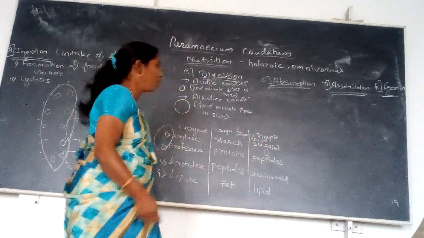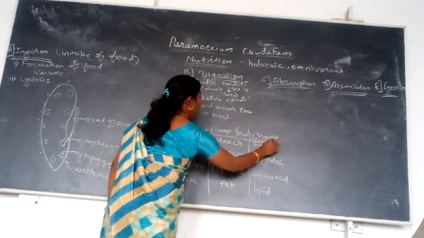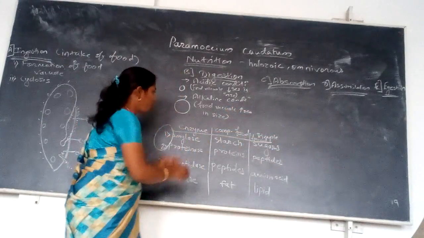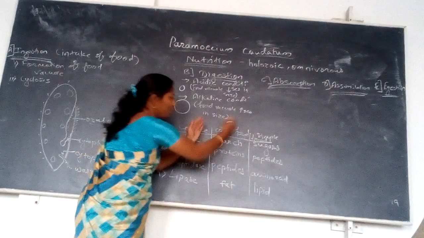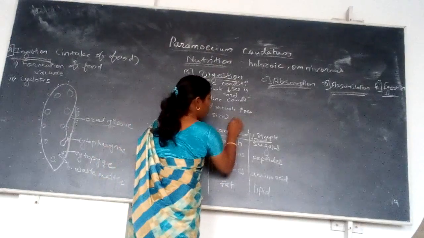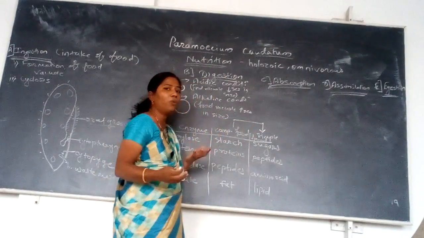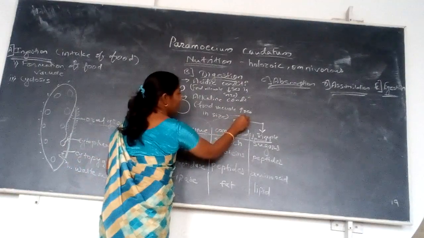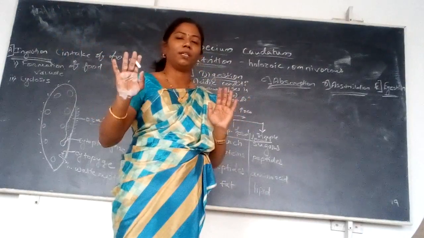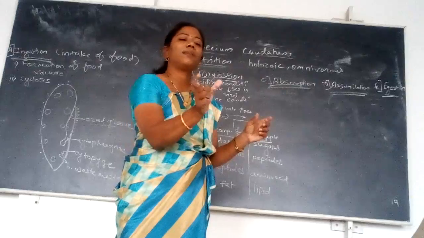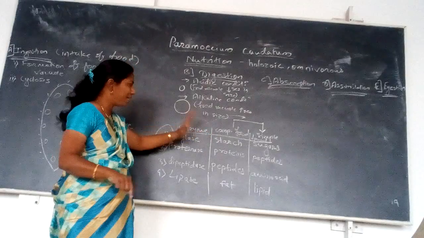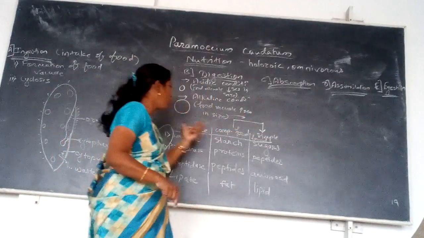Now in this chart, I will draw three columns. The first column is of the enzyme, the second column is of the complex food material, and the third column is of the simple food material. See here, with the help of those enzymes, this complex food material is converted into simple food. How? Due to the action of the enzyme. A simple reaction happens, like A plus B gives C plus D. That's why the complex food material is converted into a simple form, with the help of the enzyme.